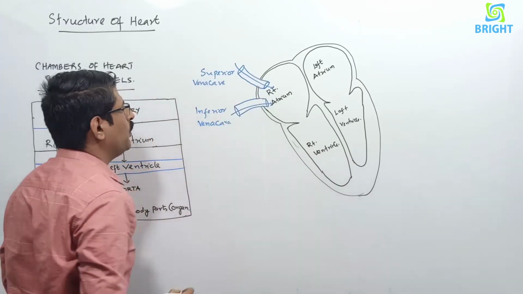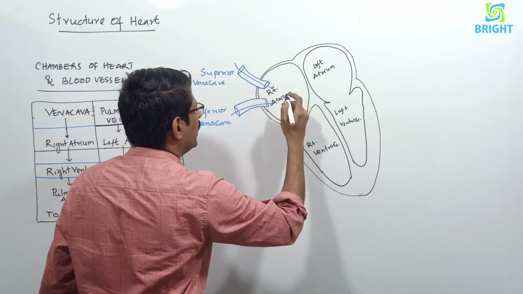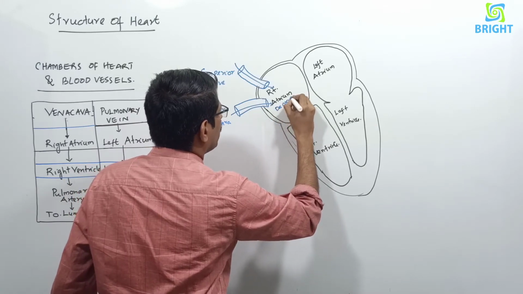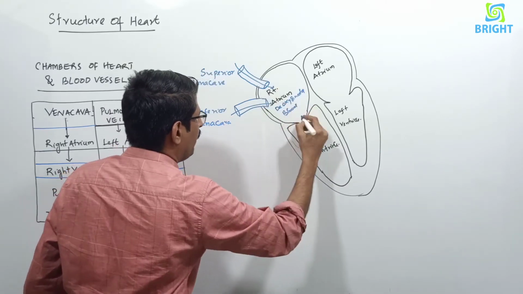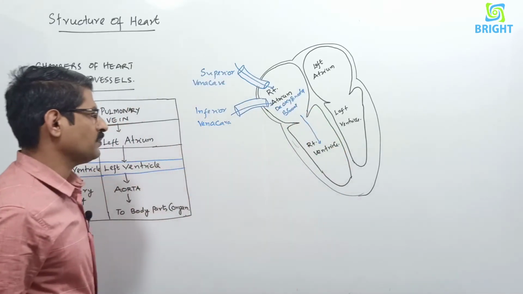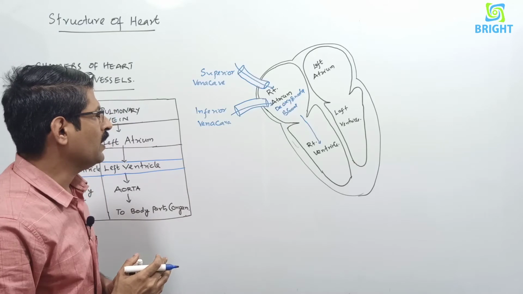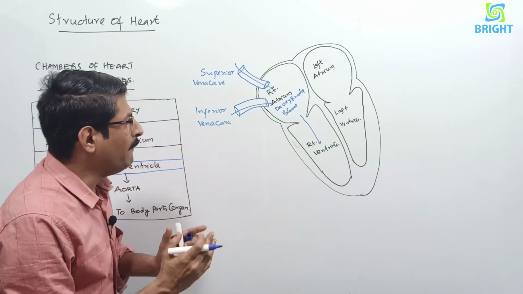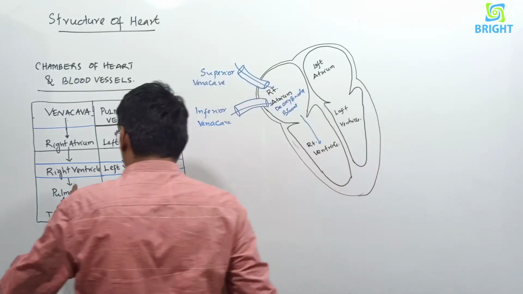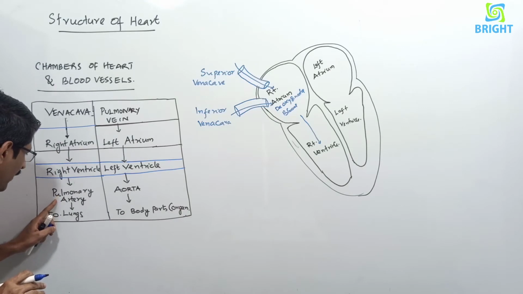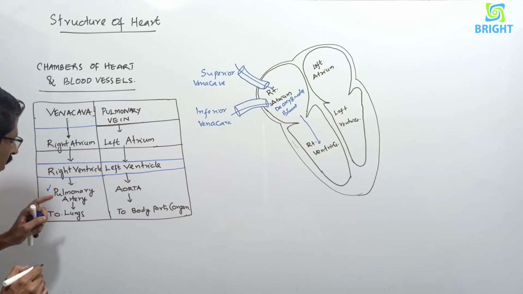So they carry impure blood or deoxygenated blood from different parts of the body, and when the right atrium is filled with blood from different parts of the body, it will pass on to the right ventricle. So the upper chamber is always receiving the blood from different parts, and the lower chamber is pumping it to the other parts. From the right ventricle the blood will move into the lungs through the blood vessel called the pulmonary artery.